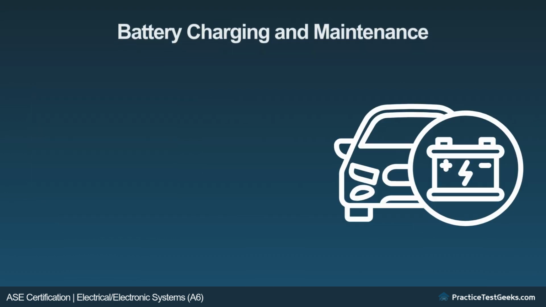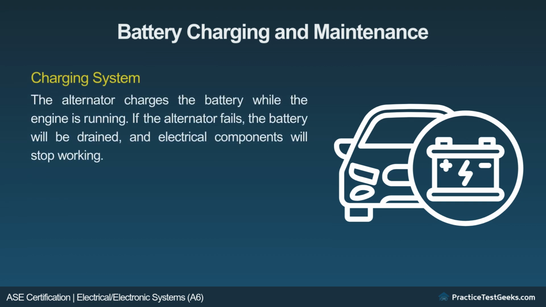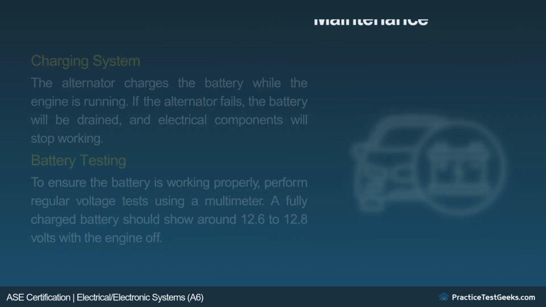Battery charging and maintenance. Charging system. The alternator charges the battery while the engine is running. If the alternator fails, the battery will be drained and electrical components will stop working. Battery testing. To ensure the battery is working properly, perform regular voltage tests using a multimeter. A fully charged battery should show around 12.6 to 12.8 volts with the engine off.